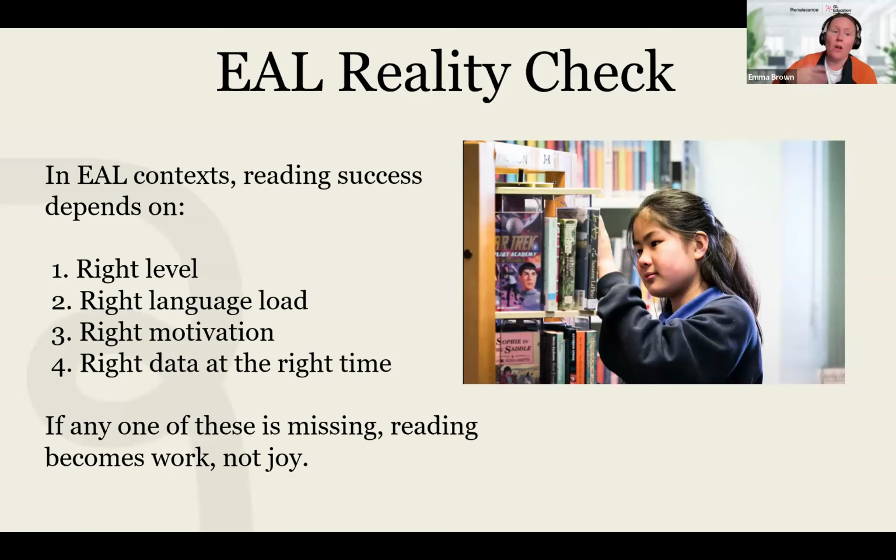So a few things that we came up with when we were doing these workshops was that in EAL, reading success depends on a few things. We've got the right level, which we're going to talk about in a minute. We do believe here at Renaissance that finding the right level of books for the students is probably going to be the key that unlocks a lot of your students' reading. Then the right language load, the right motivation, and the right data at the right time, which is again something that we heavily focus on here at Renaissance.